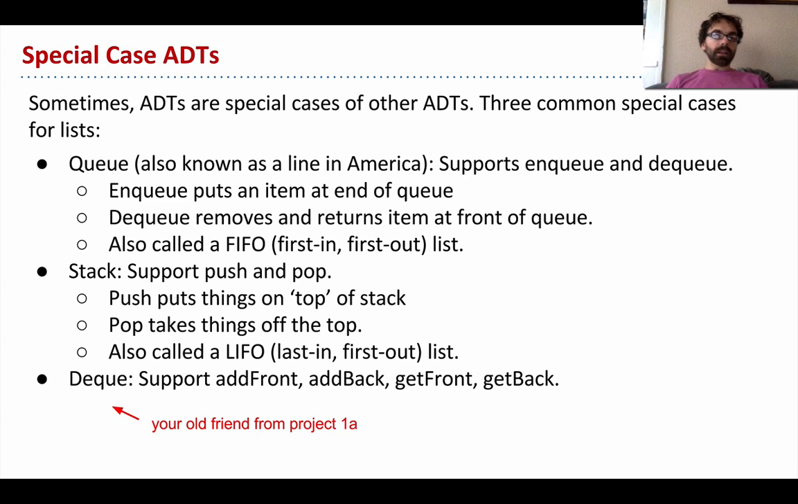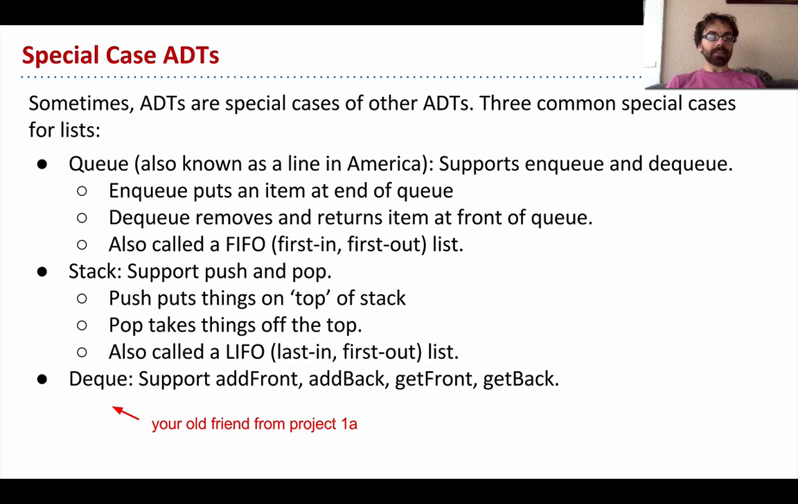Okay. Now sometimes abstract data types are special cases of other abstract data types. So some common examples, let's just take lists, all right? It's a very rich example. We have the queue. Queues are also known, by the way, in America as lines. It supports 2 operations, enqueue and dequeue. When you enqueue, you go to the end of the queue. So if you have a bunch of people waiting, the enqueue puts you at the back. And then dequeue, it's the person at the front who gets to be removed and returned. Okay? This is also sometimes called a first in, first out list, or FIFO. And yeah, so it's a specific kind of list that things come in here and go out that way.